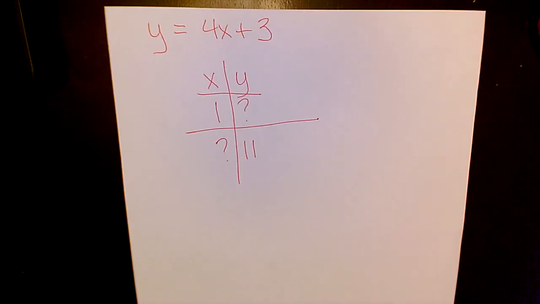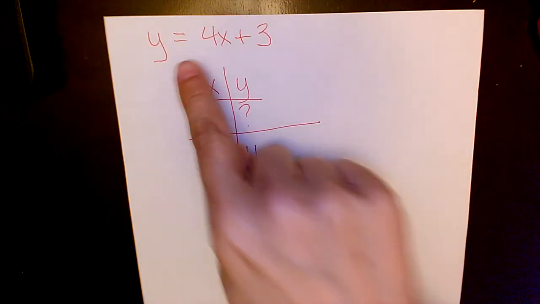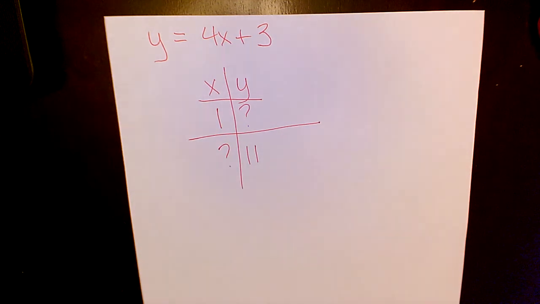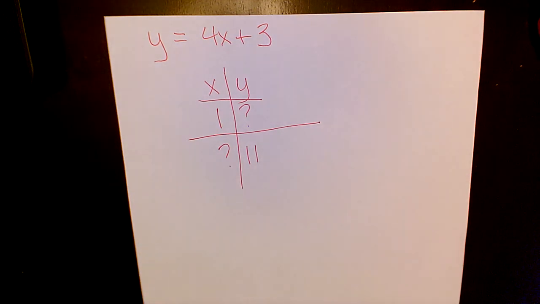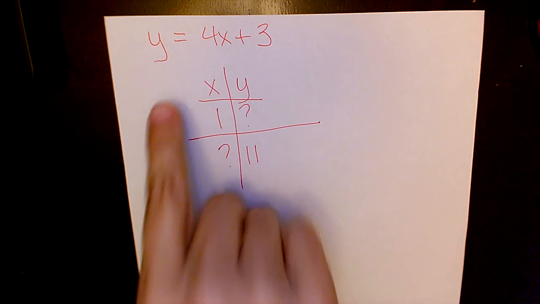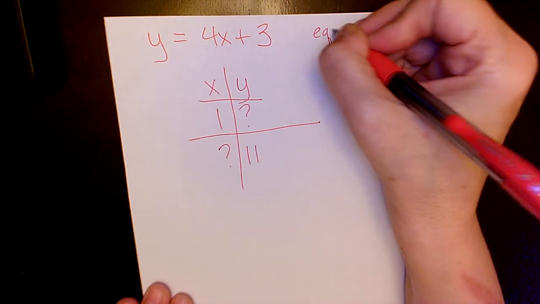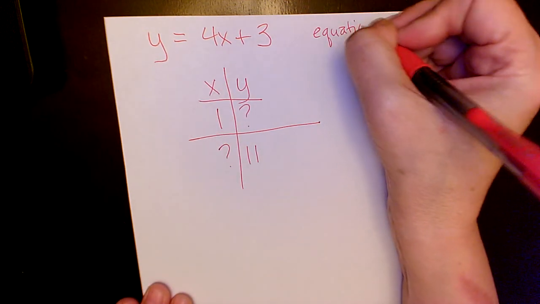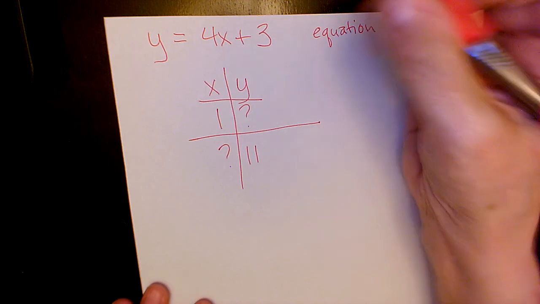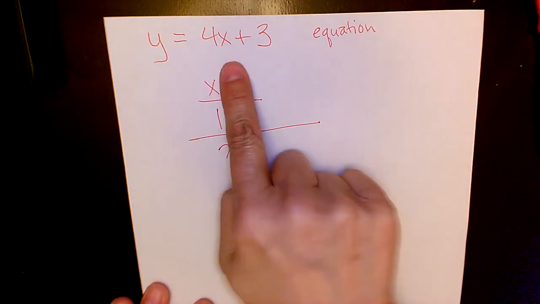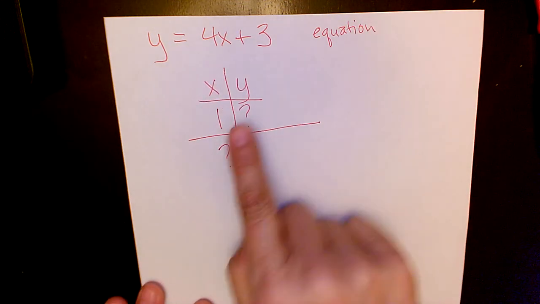Okay, so here's the last problem. Here's an equation with an x and y, but it's written a little bit differently from the previous two problems I did. Your equation might also look like this. Okay? y equals 4x plus 3.